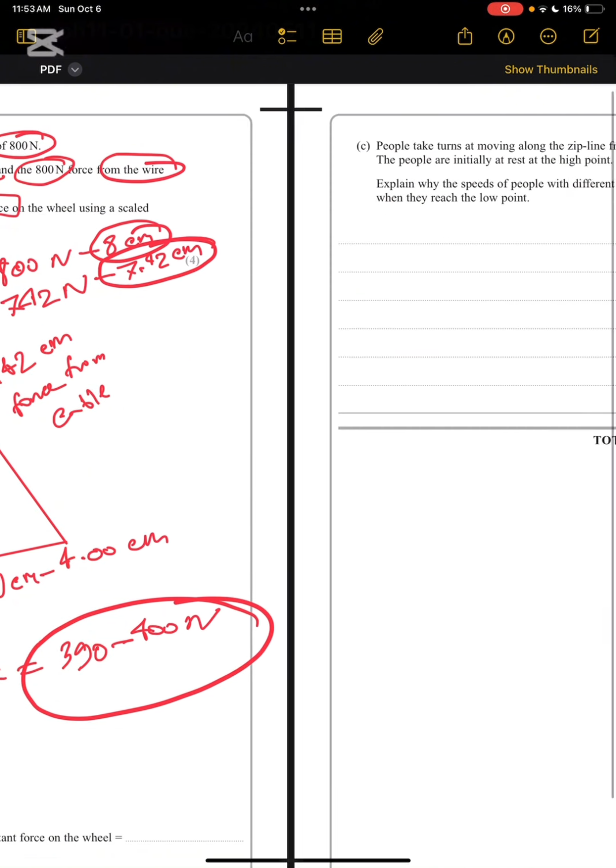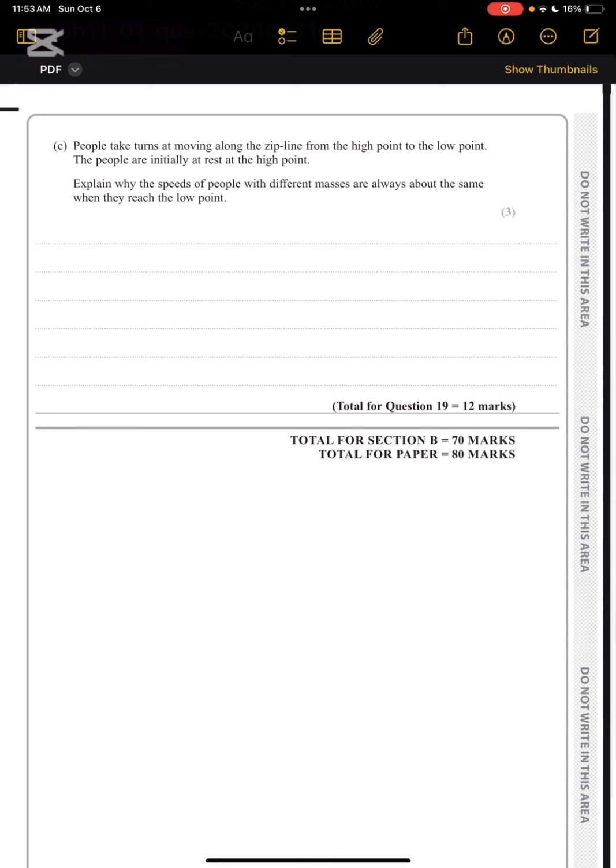Then let's move forward to the next part of the question. They have said people take turns at moving from a zip line from high point to the low point. The people initiate rest at high point. Explain why the speed of people with different masses are always about the same when they reach the low point.